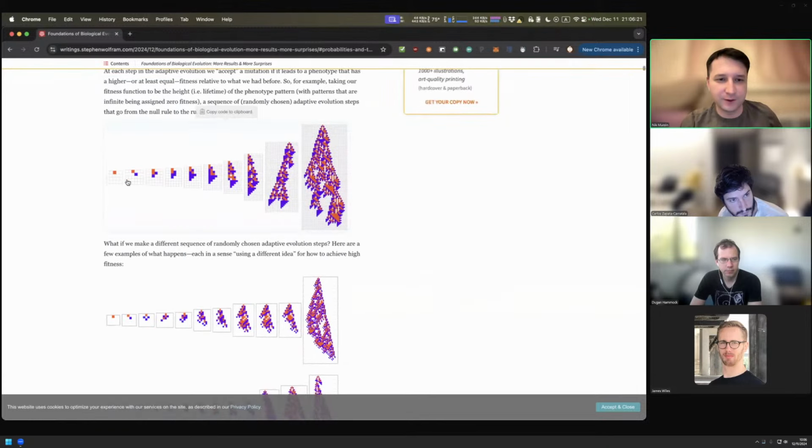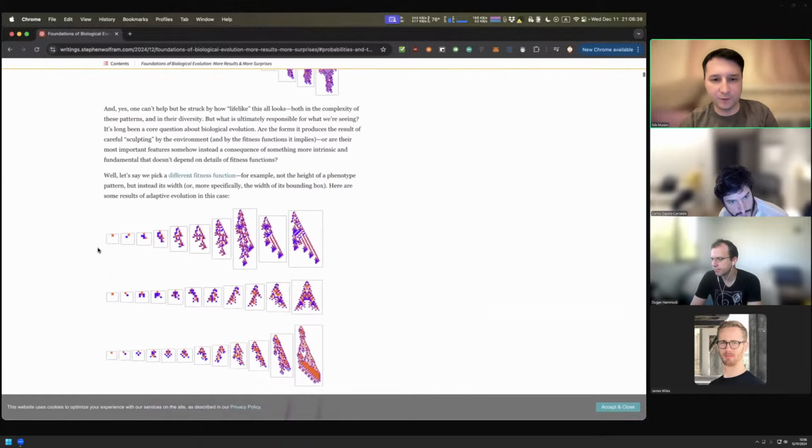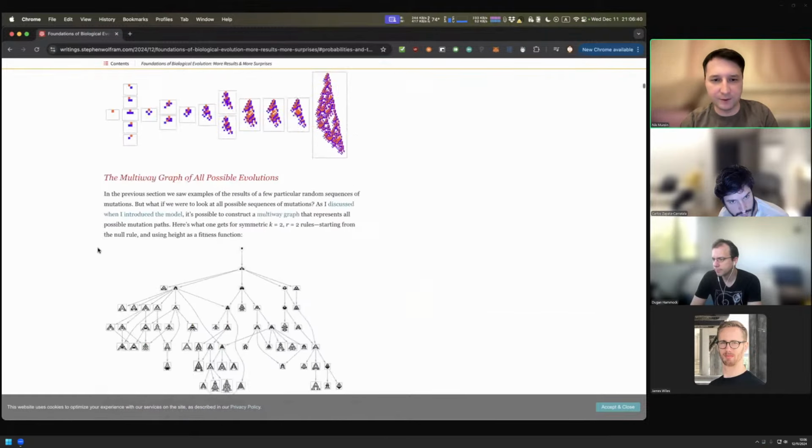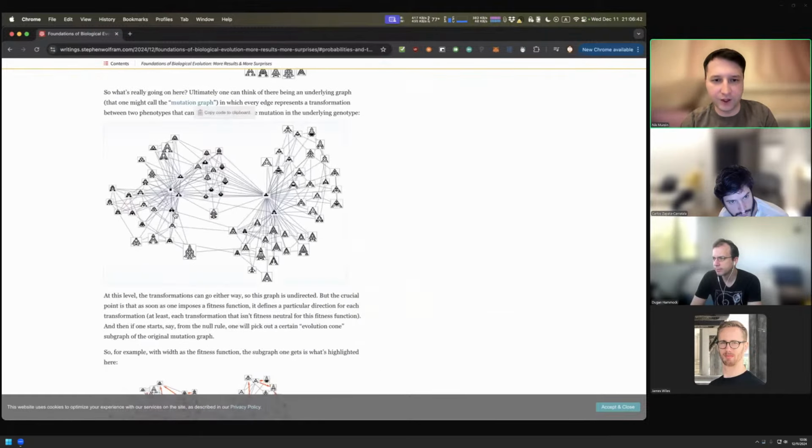So we evolve those from this single rule, which is just a no rule, it doesn't do anything, it just produces zero no matter what the input is. We can flip some bits, and we only allow the change when the fitness actually increases. So we never allow a decrease in fitness. So we have these things like mutation graphs.